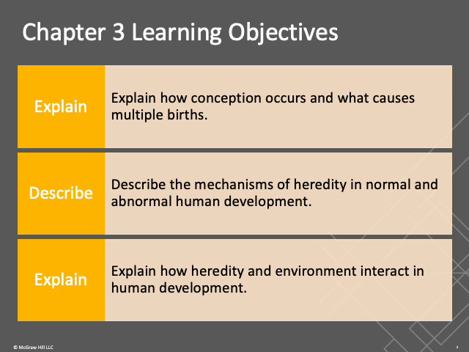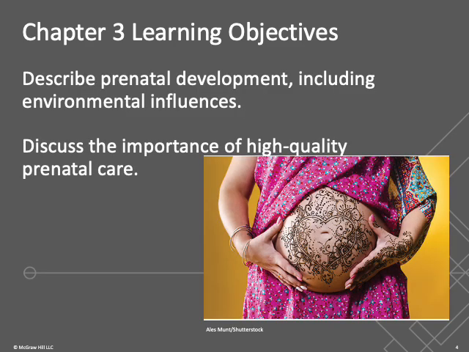One would be to explain how conception occurs, what causes multiple births, be able to describe the mechanisms of heredity in normal and abnormal human development, and be able to explain how heredity and environment interact in human development. Additionally, to be able to describe prenatal development, including environmental influences and how those influences work interrelatedly, and discuss the high importance of high quality prenatal care and the implications when those things are not provided.